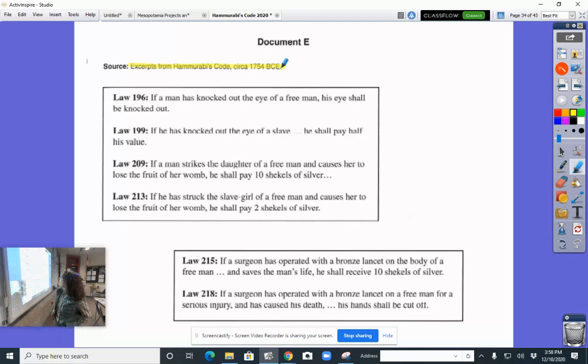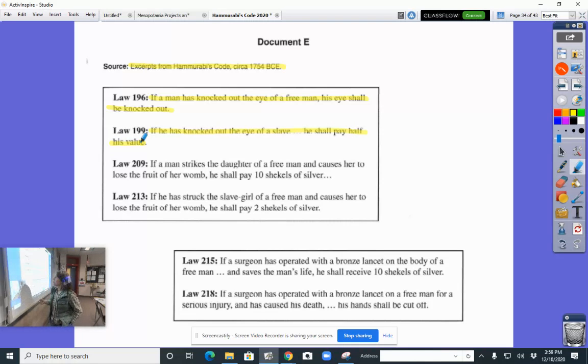If a man has knocked out the eye of a free man, his eye shall be knocked out. Now, in the other laws, they haven't said anything about free or slave or anything else, so this is kind of new. Law 199: if he has knocked out the eye of a slave, he shall pay half of his value. Wait, what?